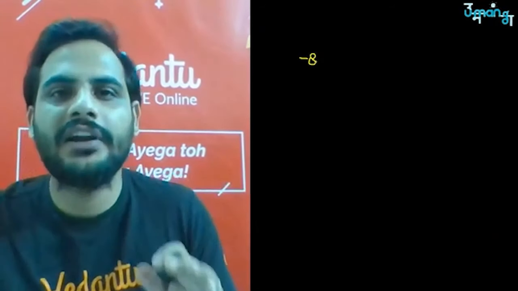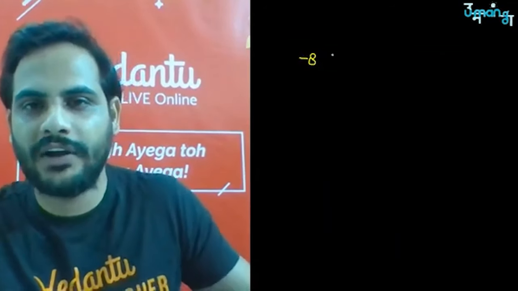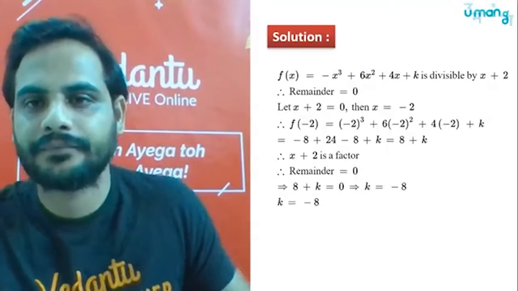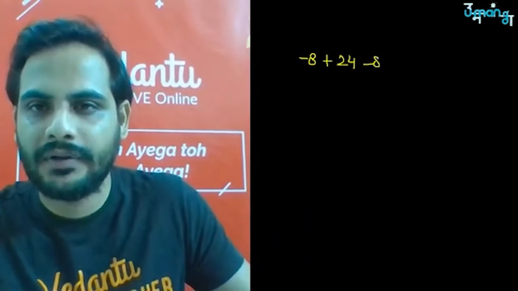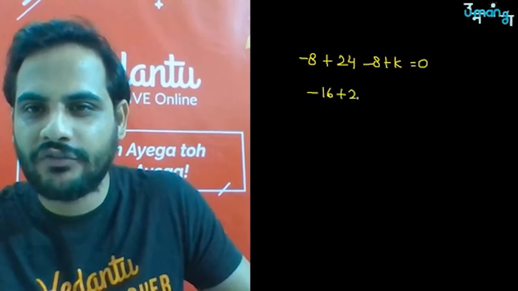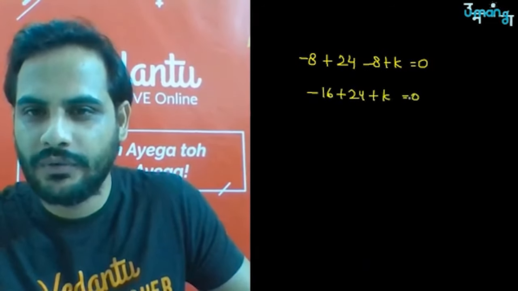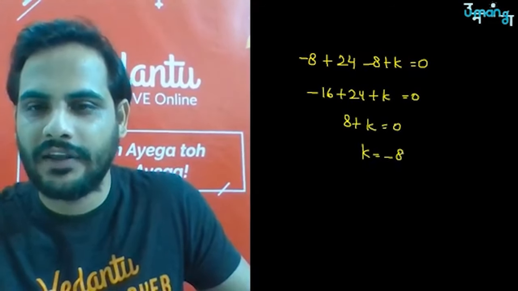Got it? So this part we will solve to get the value of k. So minus 2 cube is minus 8. 6 into minus 2 square: minus 2 square is 4, 6 into 4 is 24. Then 4 into minus 2 is minus 8, plus k equal to 0. So you are getting minus 16 plus 24 plus k equal to 0. So you are getting 8 plus k equal to 0. That means k is equal to minus 8.